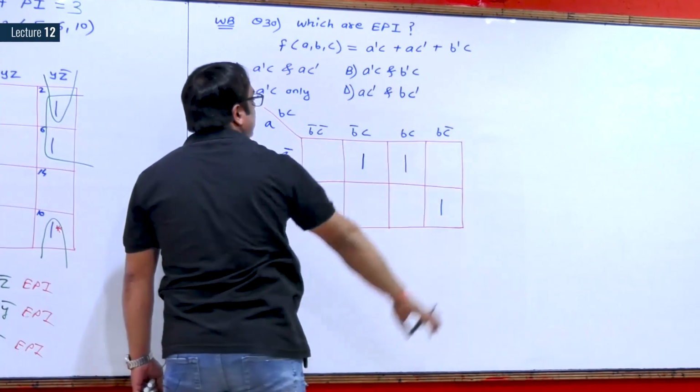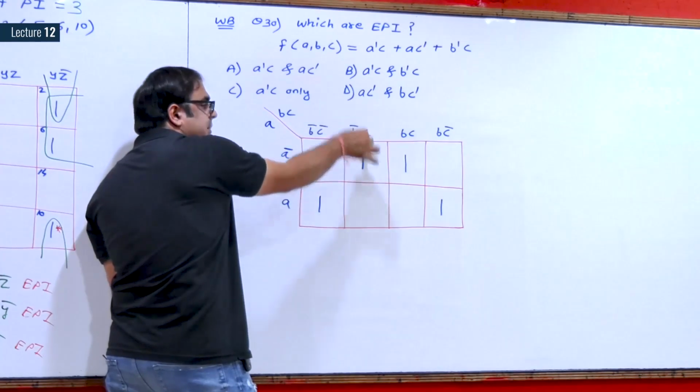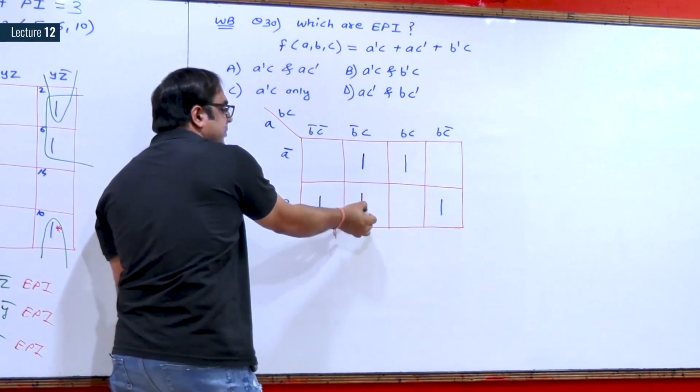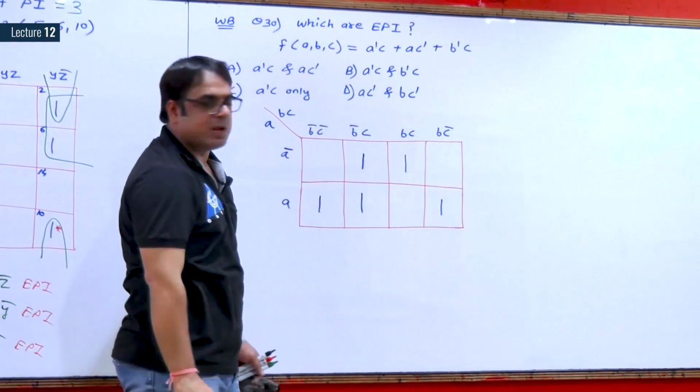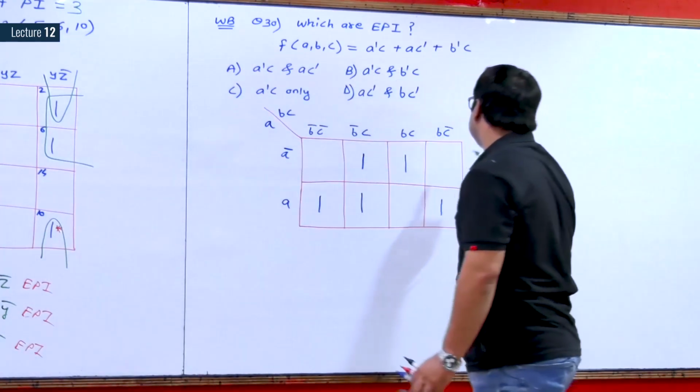Last one is B complement C. B complement C means this column. This is already a minterm, so this is another minterm. From this, we have to find the essential prime implicants.